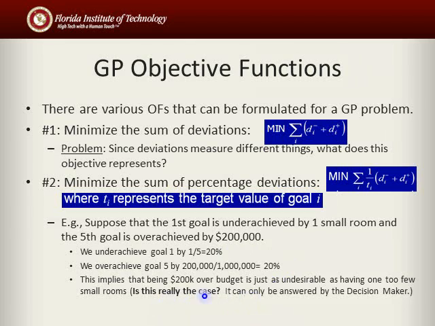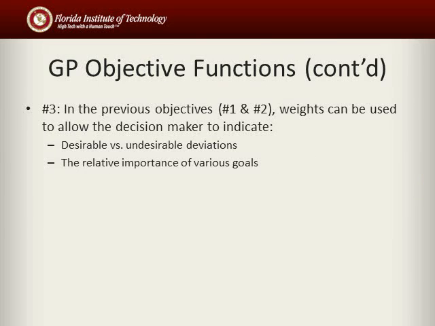So is this really the case, that being $200,000 over budget is the same as having one too few small rooms? It can only be answered by the decision maker, but logically, you can see that a lot of decision makers would have issues with this. So that's one drawback of using this as an objective function: minimize the sum of percentage deviations.